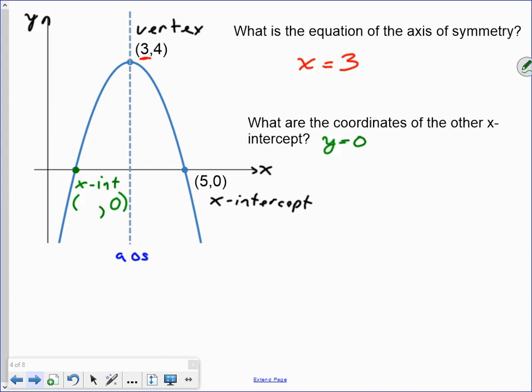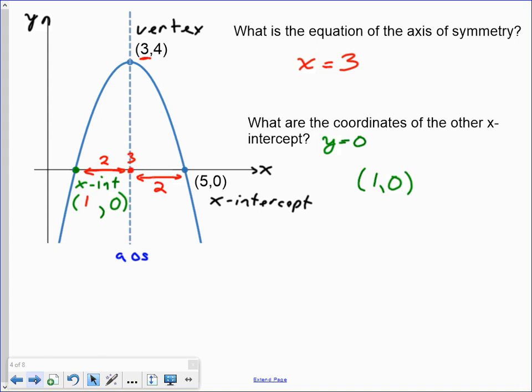How do we figure out the x-coordinate? Well, we know that if these are symmetric points, the distance away from the axis of symmetry has to be the same for both of these. So if our axis of symmetry is at x equals 3, we know that the distance from one intercept to the axis of symmetry has to be 2. 3 to 5 is a distance of 2, which means this distance here has to be 2 as well. 3 minus 2 is going to give us 1. So the coordinates of our other x-intercept are going to be 1, 0.